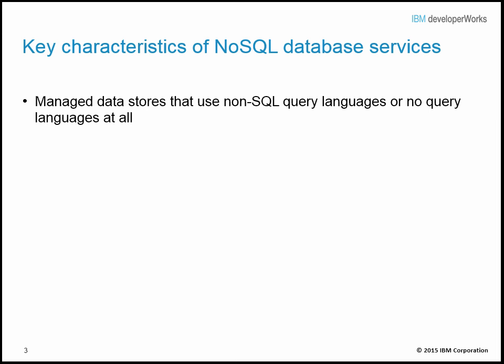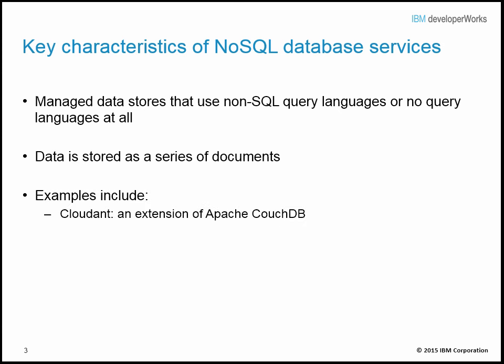So now let's look at NoSQL database services. These are managed data stores that use non-SQL query languages or no query languages at all. They typically store data as a series of documents, so they're document-oriented. And examples of these types of services in Bluemix include Cloudant, which is an extension of the Apache CouchDB open source project, and MongoLab, which is based on MongoDB.